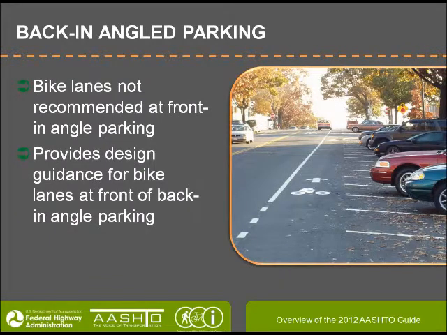As I said, it also covers bike lanes adjacent to angled parking. It still recommends not using bike lanes where you have front-end angled parking, because the driver backing out of that space cannot see a bicyclist as they back into the bike lane. But with back-end angled parking, a driver can see the bicyclist much more easily, and so it provides design guidance for how to design that type of facility.